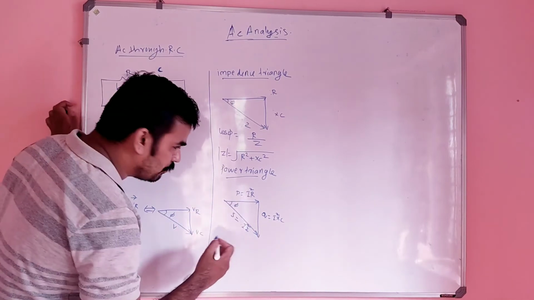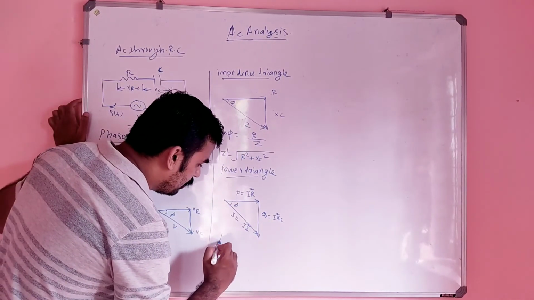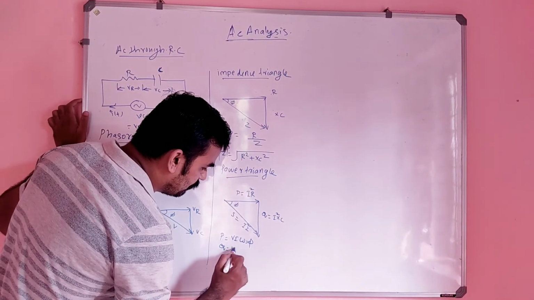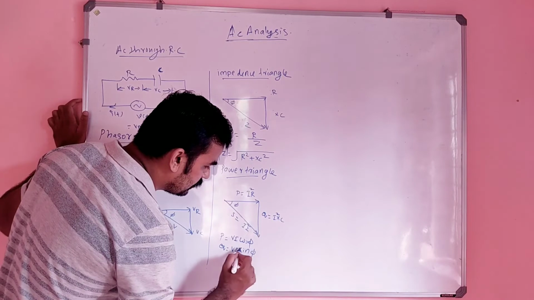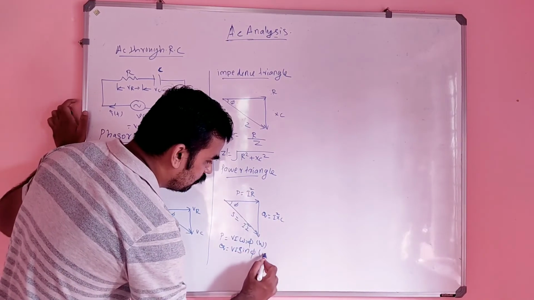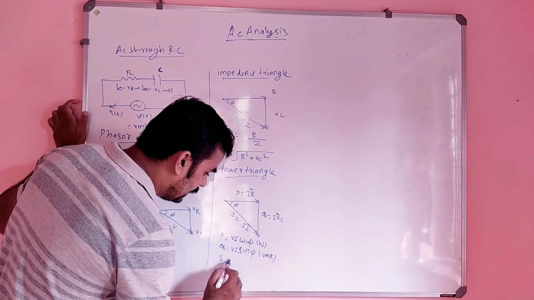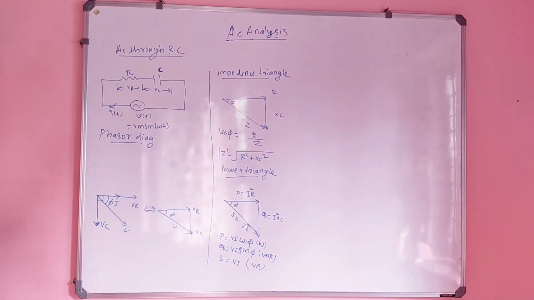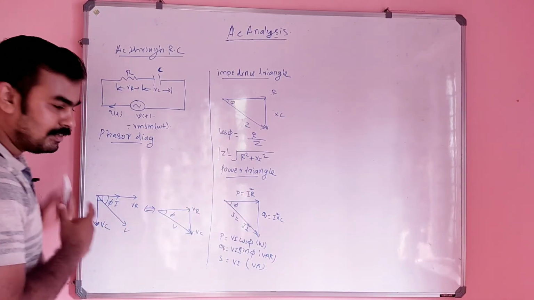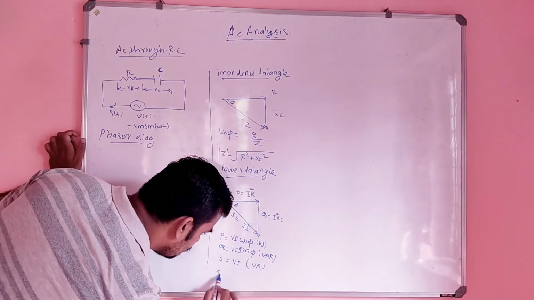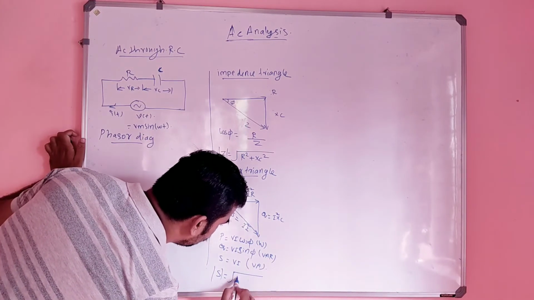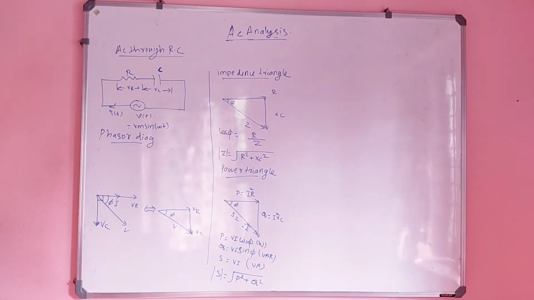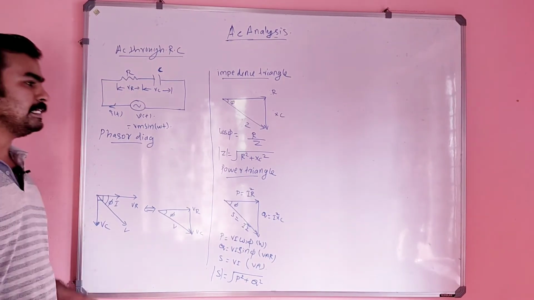So from here also I can say that P is nothing but VI cos phi, and Q is nothing but VI sin phi, in volt ampere reactive, and S is equal to VI, or simply volt ampere. So that is the power triangle. Or from here also I can say that S is equal to modulus S is equal to root of P square plus Q square. Is it clear?